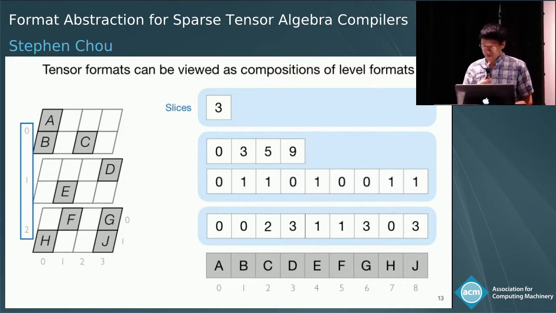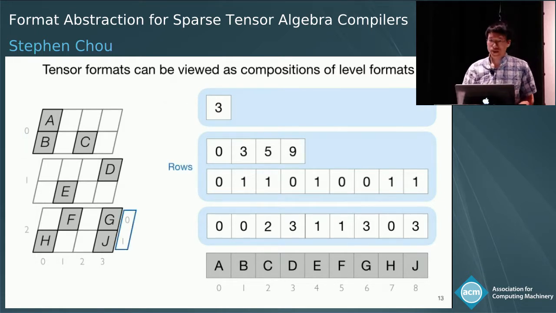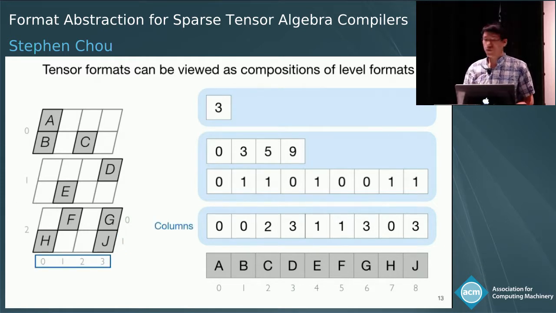In particular, the first array here encodes the coordinates of each slice of the tensor as an implicit range from 0 to 3 exclusive. The next two arrays here, meanwhile, store the row coordinates of each non-zero element in the tensor, as well as keep track of which rows belong to which slice of the tensor. And finally, the last array here stores the column coordinates of every non-zero element in the tensor.